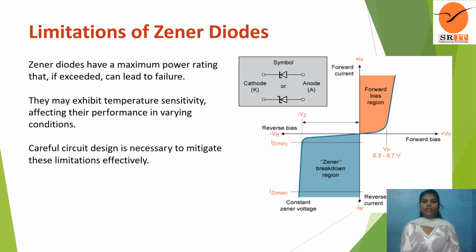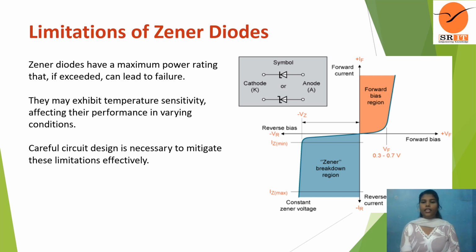Limitations of Zener diodes. Zener diodes have a maximum power rating that, if exceeded, can lead to failure. They may exhibit temperature sensitivity, affecting their performance in varying conditions. Careful circuit design is necessary to mitigate these limitations effectively.